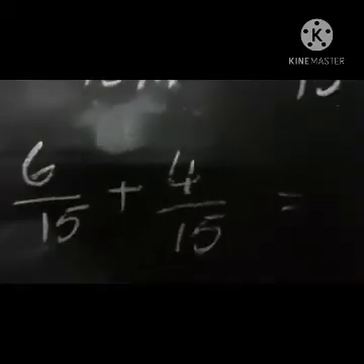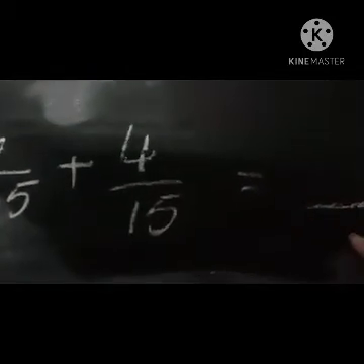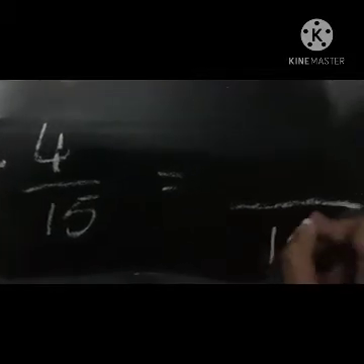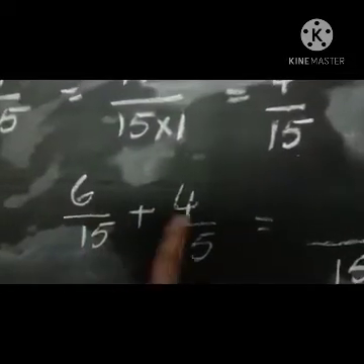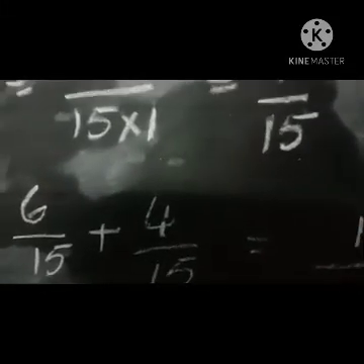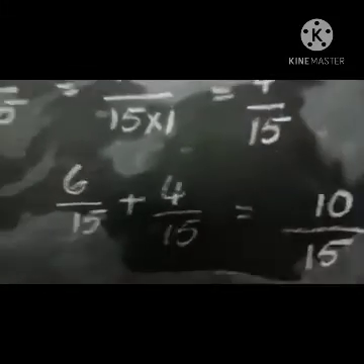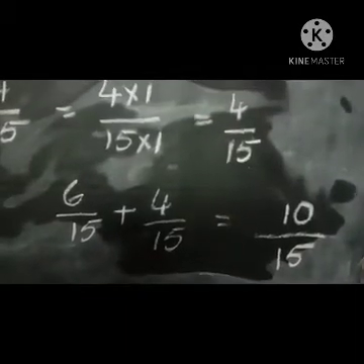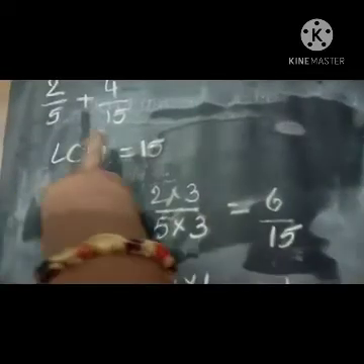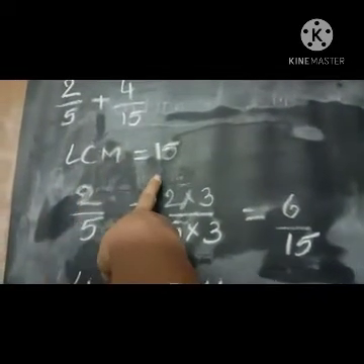Here the denominator is same. So write here the denominator number. What is the denominator number? 15. See here, 6 plus 4 is equals to how much? 6 plus 4 is equals to 10. So, see children here, if the denominators are different, we have to do the LCM.